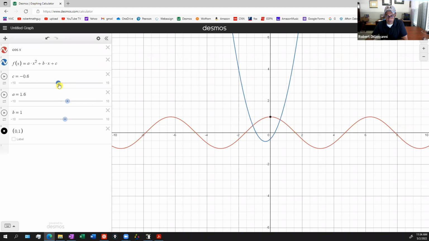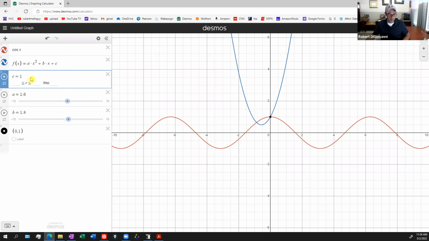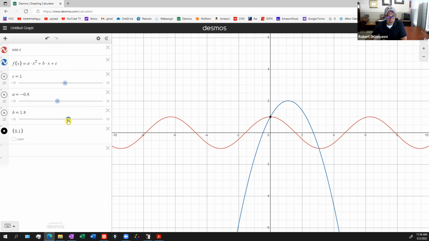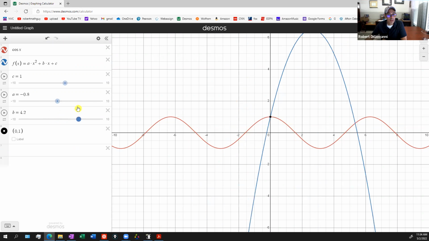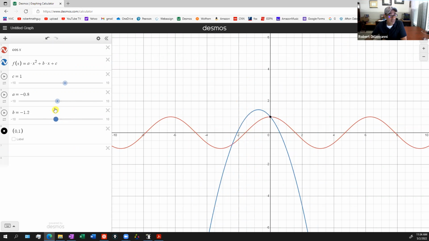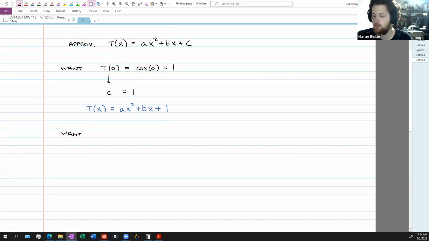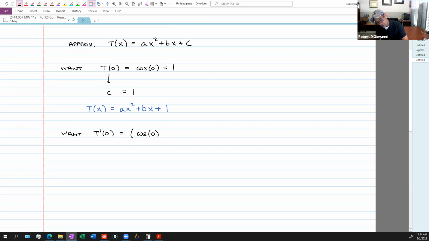Okay, so I have a quadratic here, right? And I'm trying to see how can I make this look like cosine? So what we've determined so far is that C should be one, okay? There, so I've got C as one. At least right now, if I change A and B, then I'm going to change the parabola, but it will always go through that point. They have at least that in common, don't they? So the next thing I want them to have in common is the same tangent line, the same slope of the tangent line. So my next condition is that I want t prime at zero to be equal to the derivative of cosine at zero.